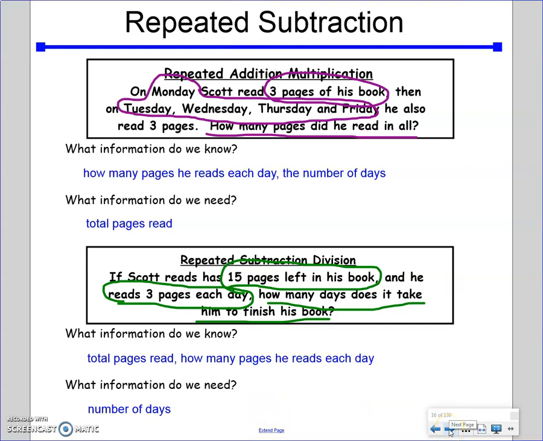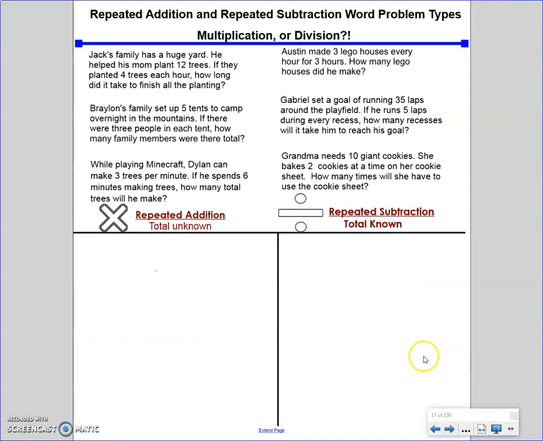So 3rd grade, let's take what we just learned there and put it to use. Here I have 6 story problems, and some of them are repeated addition, multiplication, and some of them are repeated subtraction, division. I'm going to read the problem, and we're going to use what we now know: repeated addition has us finding the total, but if it's a repeated subtraction problem, we know the total. We're going to sort these as repeated addition, multiplication, or repeated subtraction, division. We'll do the first couple together.